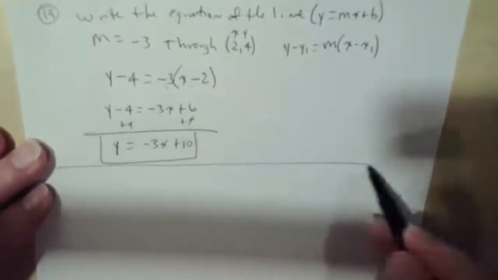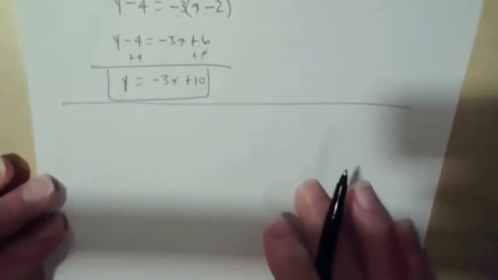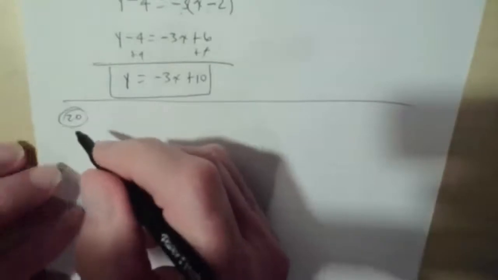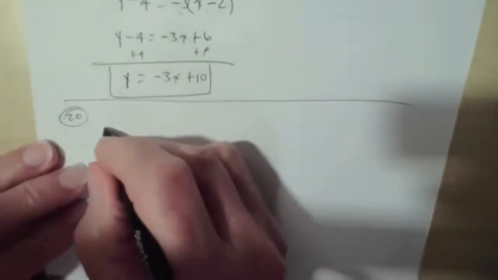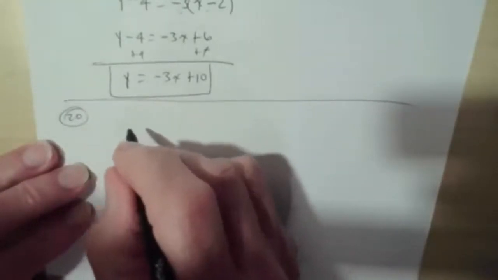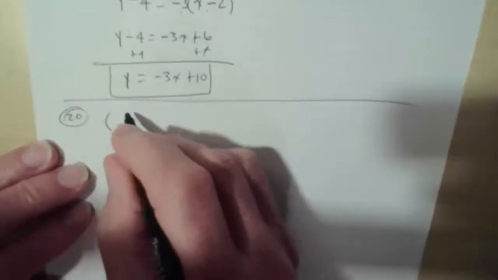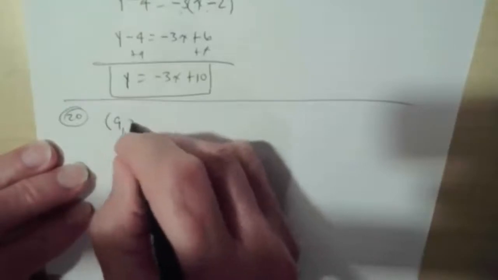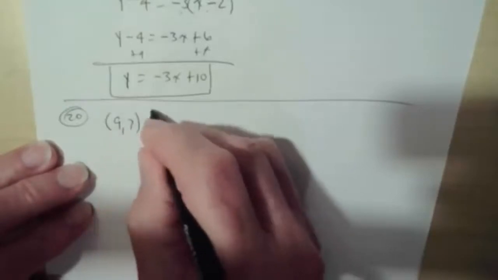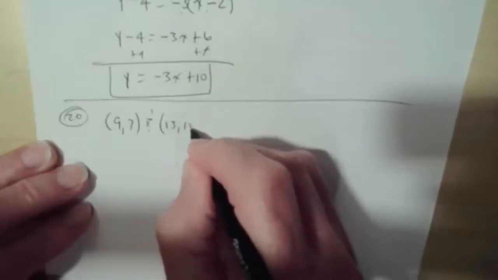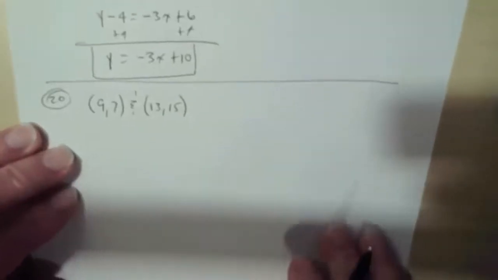Number 20. And if you're given this, same thing here, write the equation of the line. Given this, 9, 7, and 13, 15. Sounds like a date, something important happened, doesn't it?